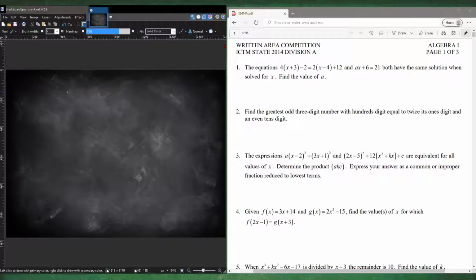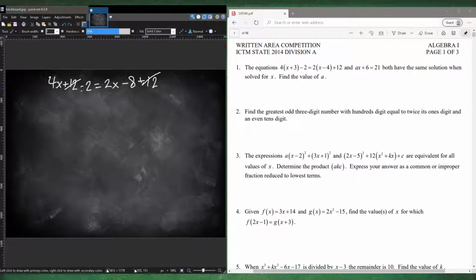The equation 4(x + 3) - 2 is equal to 2(x - 4) + 12, and ax + 6 equals 21, both have the same solutions when solved for x. So they have the same x, so we need to find a. So basically, let's distribute: 4x + 12 - 2. Distribute out the 2, so 2x - 8 + 12. So we see 12 on both sides, so cancel those out.